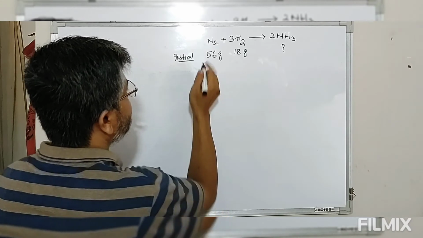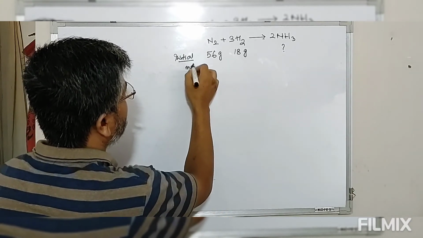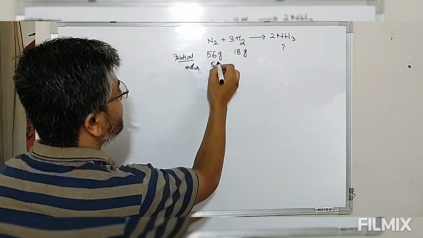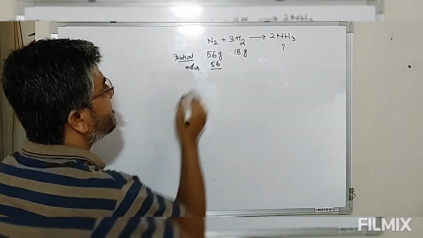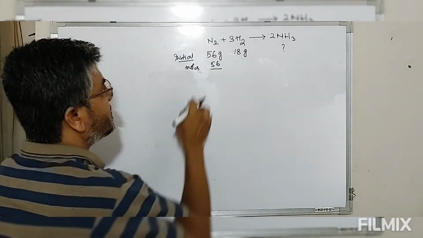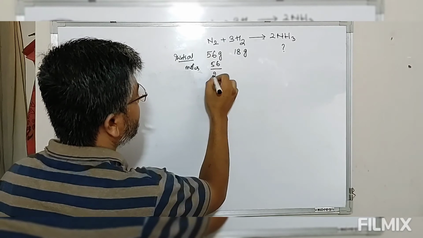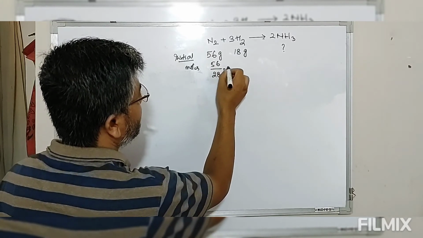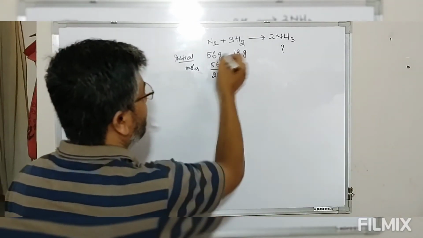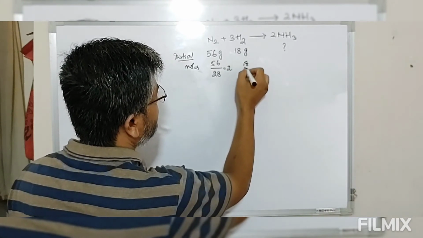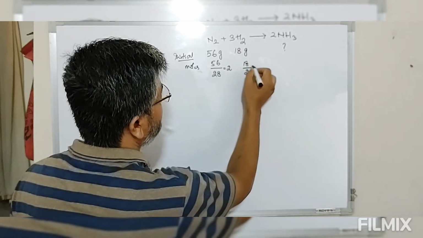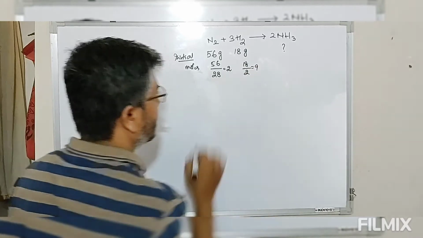So look at this, this is initial. So we can convert this initial into number of moles. Number of moles of nitrogen is 56 divided by the gram molecular mass of nitrogen, which is 28. So this comes out to be 2. Number of moles of hydrogen is 18 divided by 2. So this is 9. So look at it.